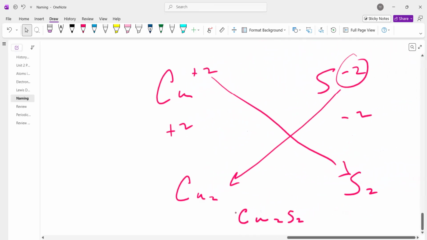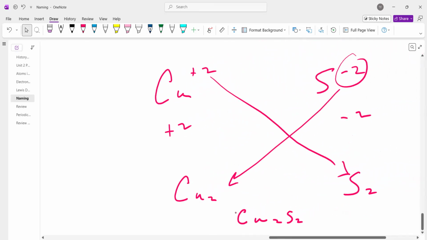So if you do the cross on everything, you get to a situation like this. Don't use the cross in a situation like this.